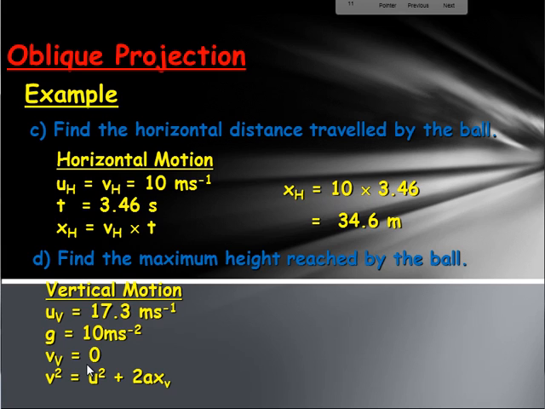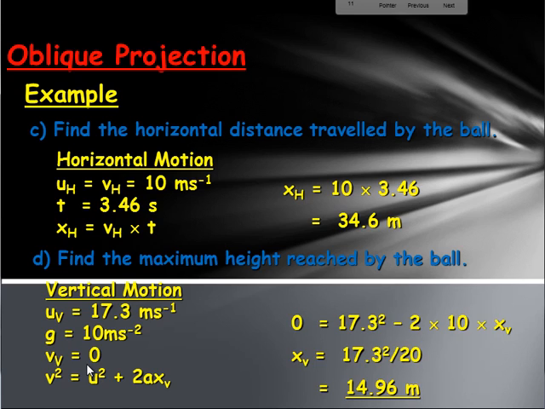Maximum height. You have initial vertical velocity, 17.3. You know g should be negative 10. You know the final velocity will be 0 at the peak. You want x, so v squared equals u squared plus 2ax. Substituting in, we've got 0 equals 17.3 squared, take 20x. So rearrange to solve, we get a maximum height of 14.96 meters.